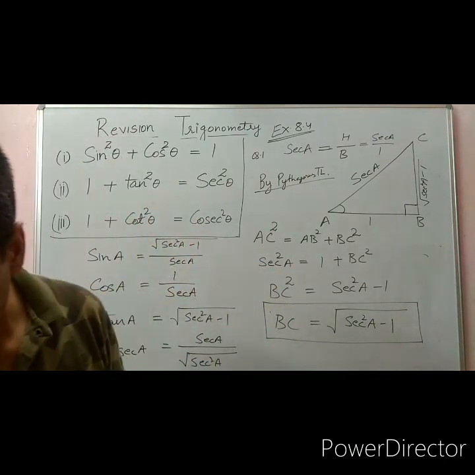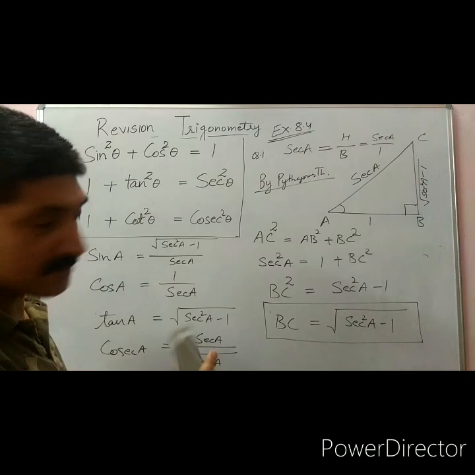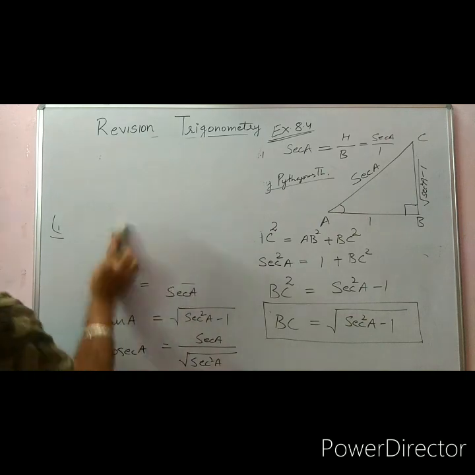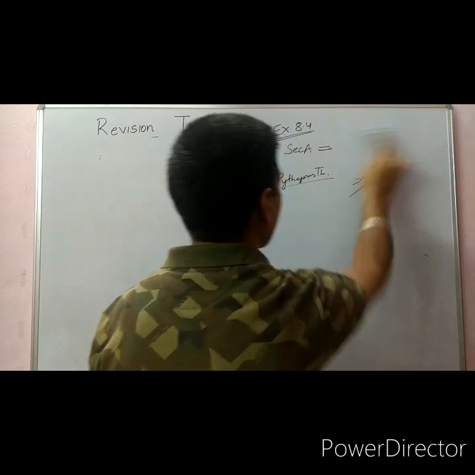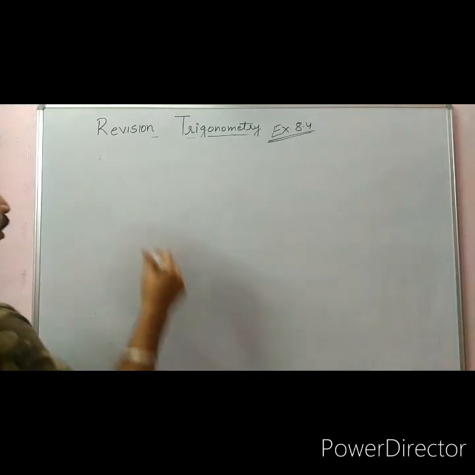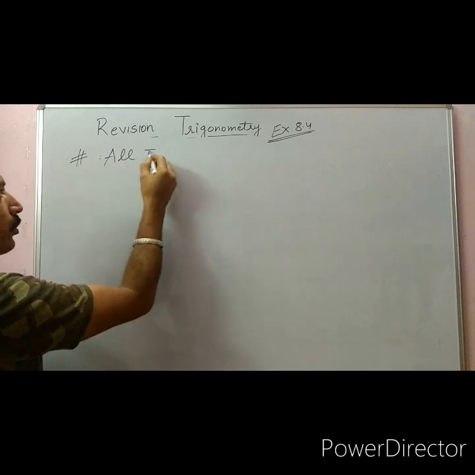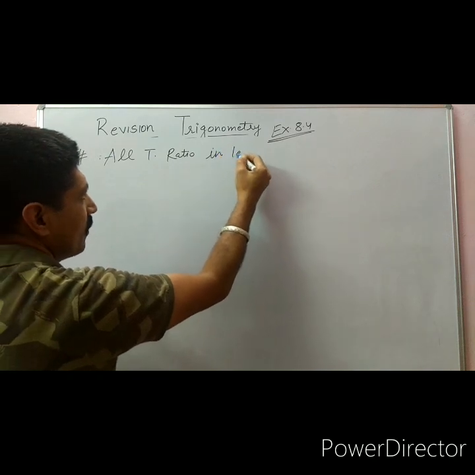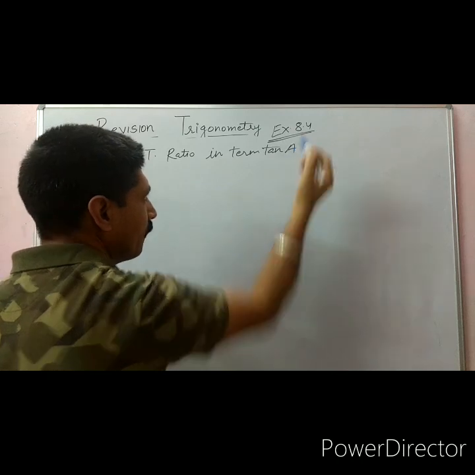One more question, another question is in terms of tangent. So we have to write all the t ratios. The next question is to write all t ratios, all trigonometric ratios, in terms of tangent. So we can write in any form, tangent of A or tangent of theta.